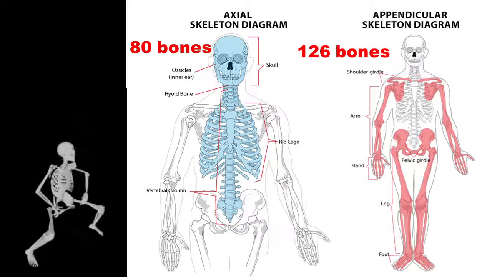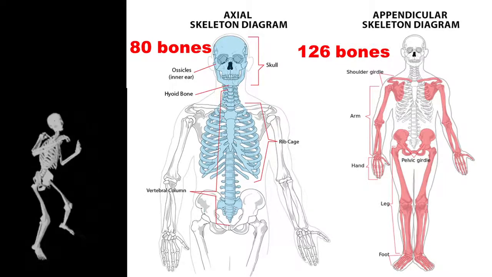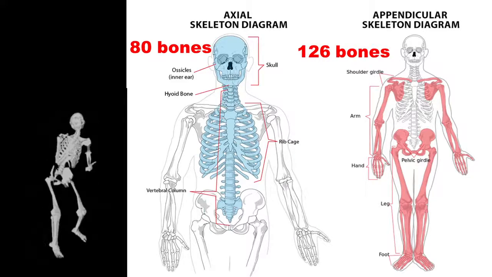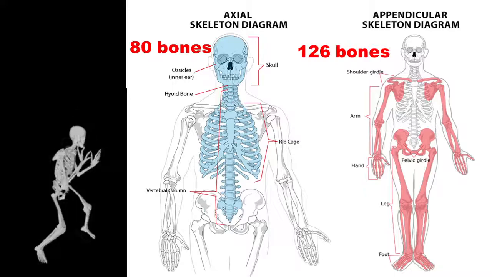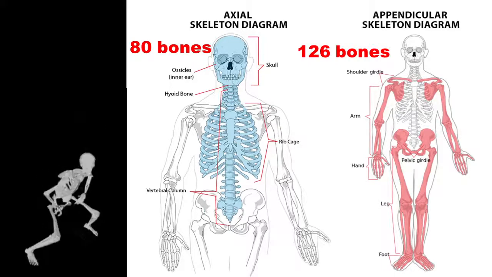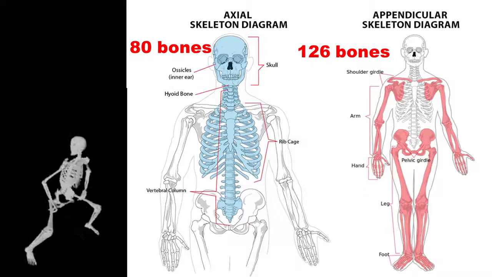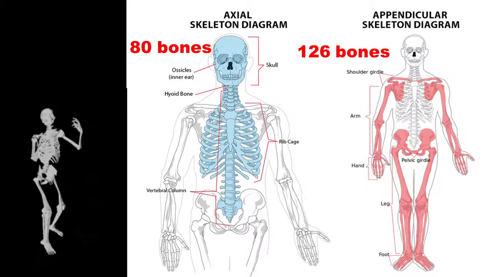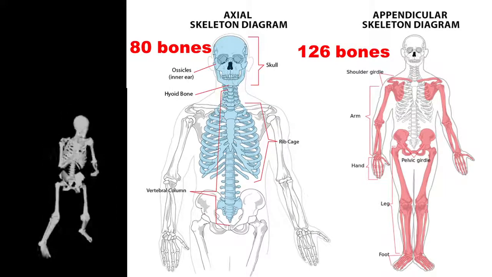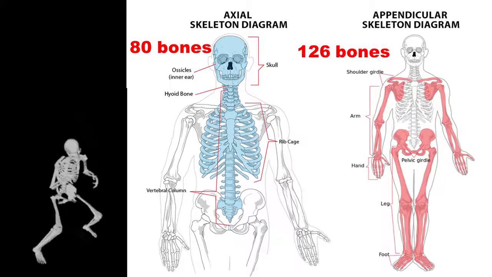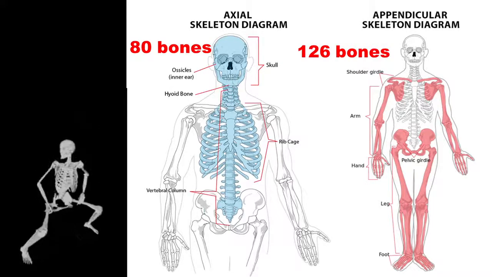Our skeletal system is divided into 2 groups or divisions. We have the axial skeleton, which is made up of 80 bones, and the appendicular skeleton, which is composed of 126 bones. The main function of the axial skeleton is to protect the vital organs of our body, like the brain, the heart, and the lungs, whereas the appendicular skeleton's main function is movement.